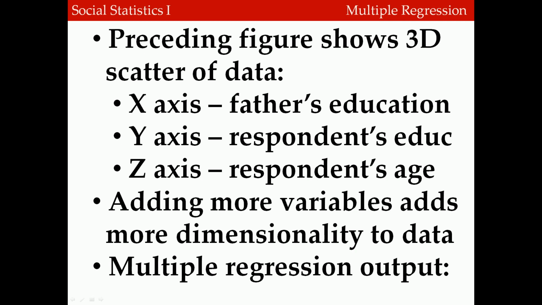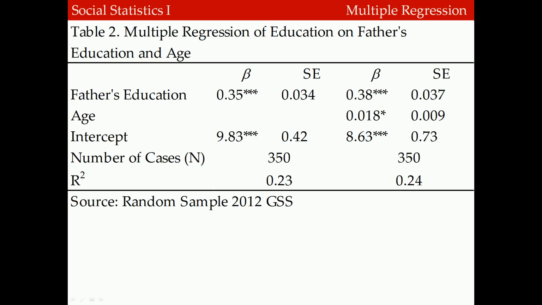Let's take a look at some multiple regression output now. And so here we have 2 models. The first is our original model, the simple regression of father's education on response education.